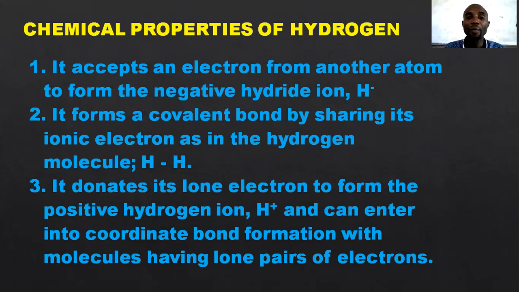That's another chemical property. Number 3 is that it donates its lone electron to form a positive hydrogen ion. It can also donate its lone pair and enter into coordinate bond formation with molecules having lone pairs of electrons. So it can receive, it can donate, it can share. That is one of the chemical properties of hydrogen. It can donate, it can share, and it can accept.